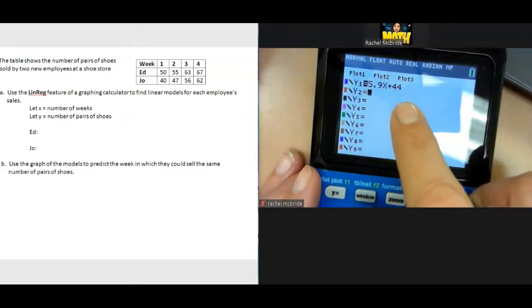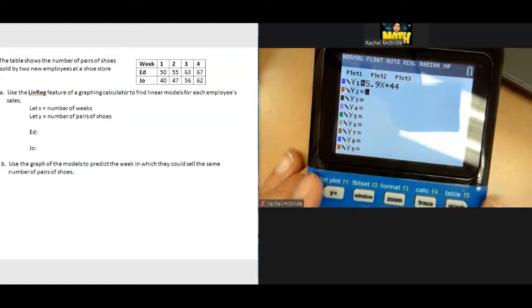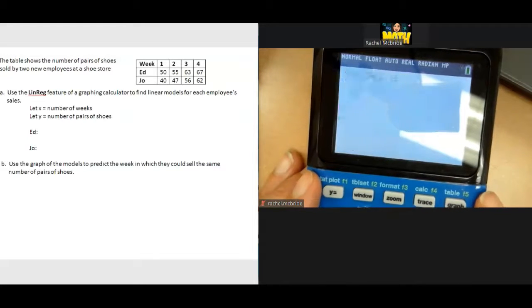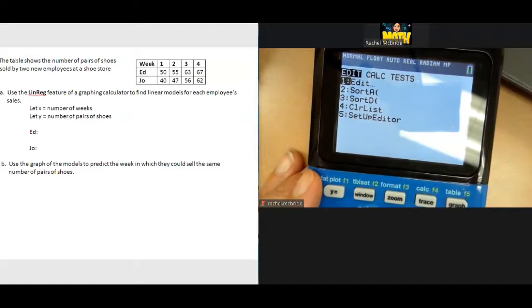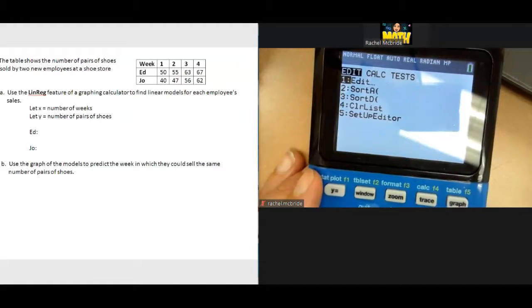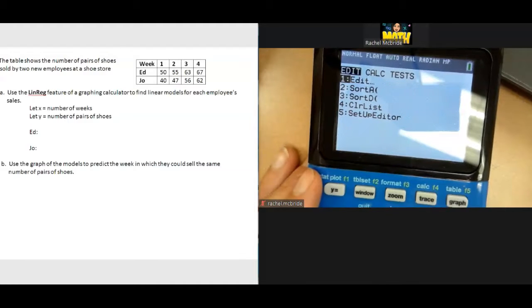So now that equation is stored in my y1. How do you put that in there? Listen on the next one. What do you do now? Go back to edit. Just hit calculate. Then you'd store the next one in Y2. Now what do I do? Alright, go to edit.